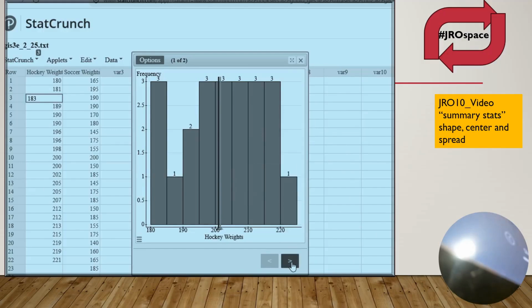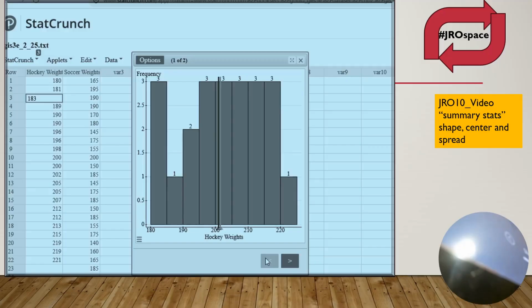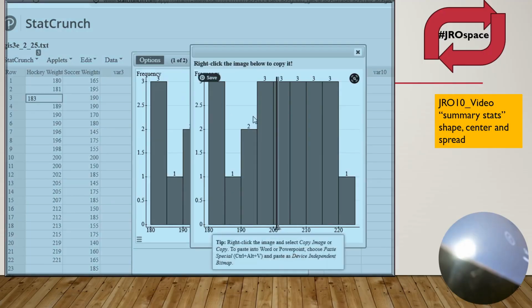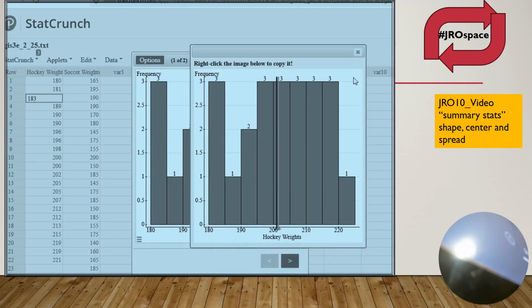That's the hockey. So then the soccer are right here. And if you're wanting to copy them, you just hit copy. It'll make an image over here, and then you can copy it and put it. I suppose that takes you to Pinterest. Looks like I don't know what I just opened.